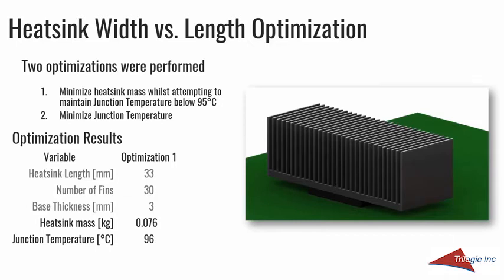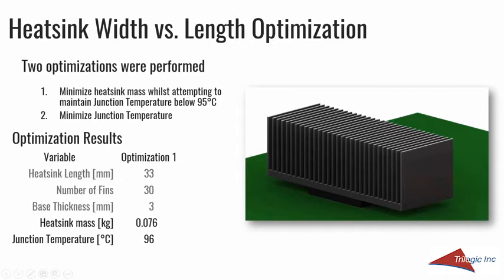To minimize the mass, the optimization decided that it didn't need to grow the length. So the heatsink length is the minimum value in my design space. The maximum number of fins I could have is 36. So this heatsink isn't the full width that's possible. But it did grow the width until it satisfied this 95 degree C target. And then it also chose the thinnest base thickness, again, because it was trying to minimize the mass.